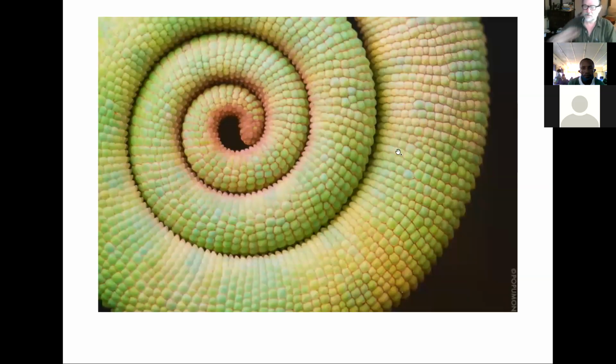This is an interesting one. This is the tail of a, what do you call it? It's not a lizard. It's a chameleon. It's like a lizard. And look how the tail, when it curls into itself perfectly, into a spiral. That's another very important pattern that we see again and again and again.